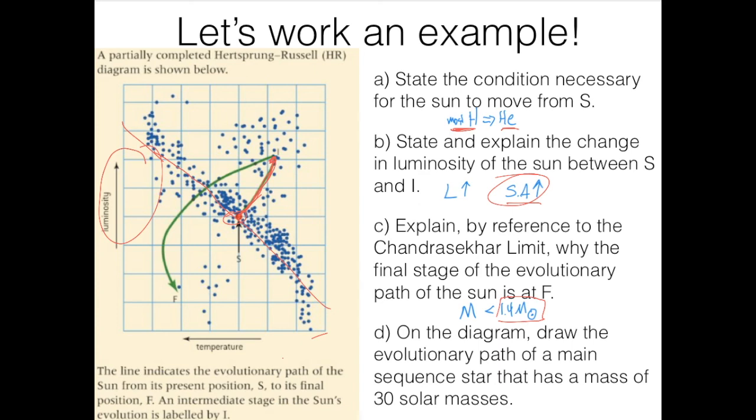Okay, letter D says draw the evolutionary path of a main sequence star that has a mass of 30 solar masses, so something significantly larger, right? Something significantly larger could be anywhere as long as it's above. It does need to be somewhere up above. As it goes up, it should get up into this supergiant range, right? If you want to do the double thing, you can. I don't think that's super important, but as long as it gets up into this supergiant range, it's definitely more luminous than the supergiant here.